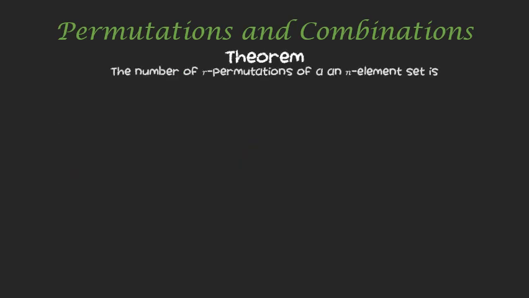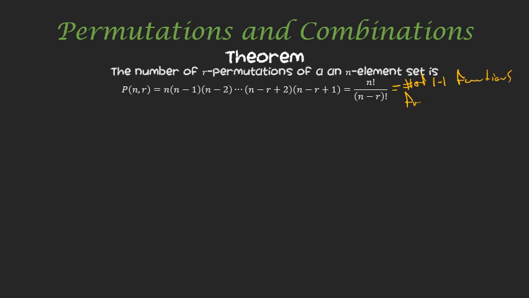Well, we have this theorem. The number of r-permutations of an n-element set, P(n,r), is n times n minus 1 times n minus 2, all the way down to n minus r plus 1. So this formula should seem familiar to you. This is also the number of one-to-one functions from the set 1, 2, 3, up to r to the set S.